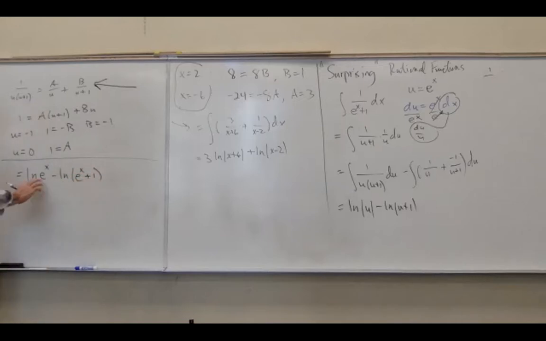And then look what we can do. What's ln of e to the x? It's just x. It's just x. Here's our final answer. We'll add a constant to the final answer.